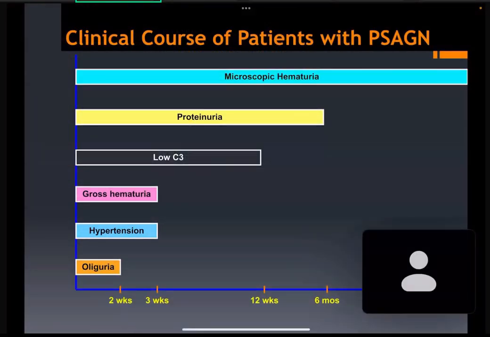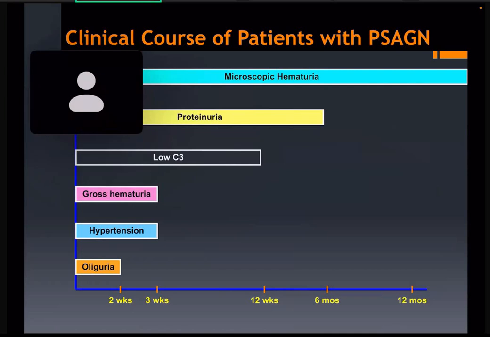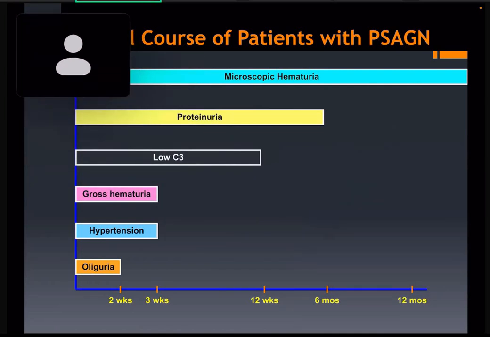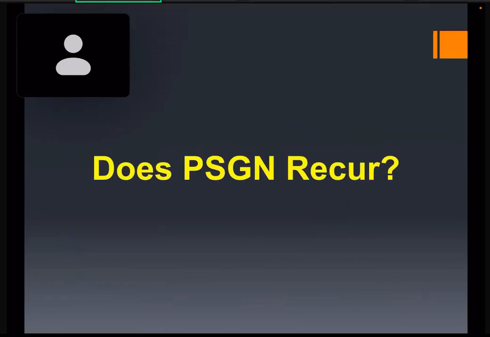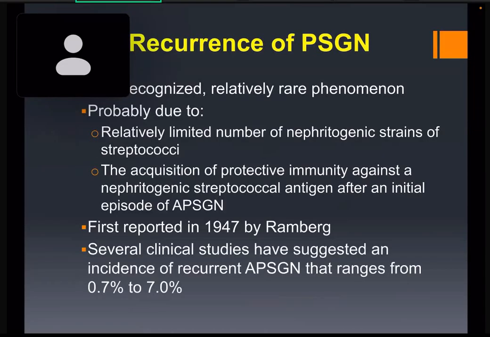Okay. And look at the microscopic hematuria, guys. After the gross hematuria in 3 weeks, it can have microscopic hematuria starting from the onset of the disease up to a year or even 1 to 2 years. So that's why when the patient comes back to us, the mother worries, "Doc, why does my child still have hematuria? When will it disappear?" I tell them it's a normal course of PSGN and there's nothing to worry about because we are still within the normal course. Okay? So does this PSGN recur?